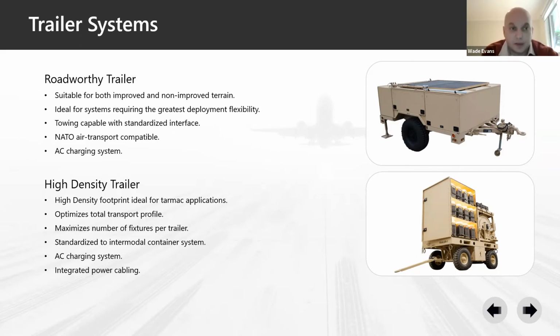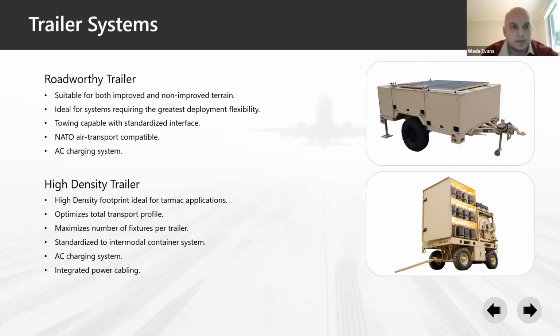It has a standardized towing interface and it's NATO air transport compatible. As with all of our trailer systems, its AC charging system is integrated into the unit and allows for charging of the individual fixtures from an AC source when it's not in use. From the roadworthy trailer, we move on to the high-density trailer.